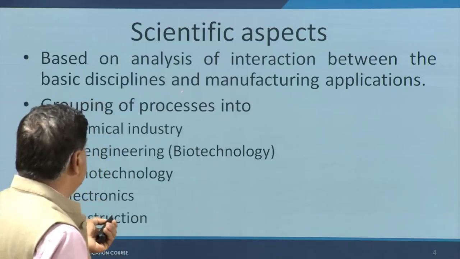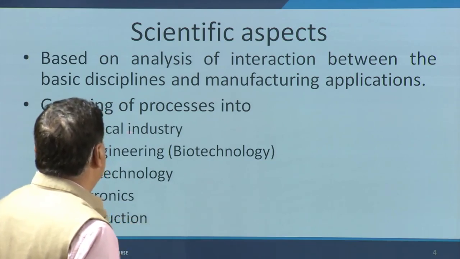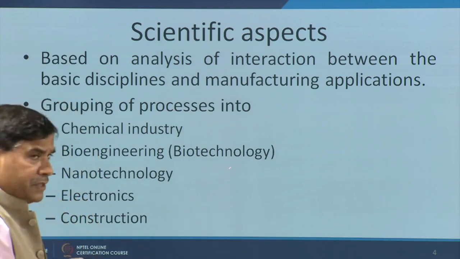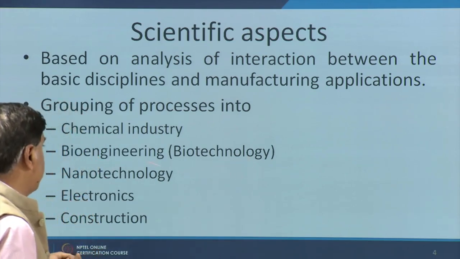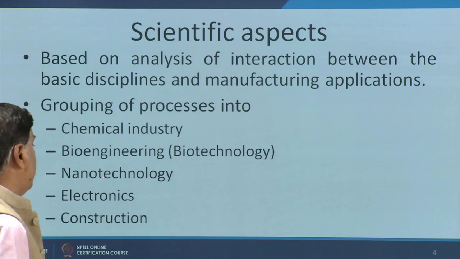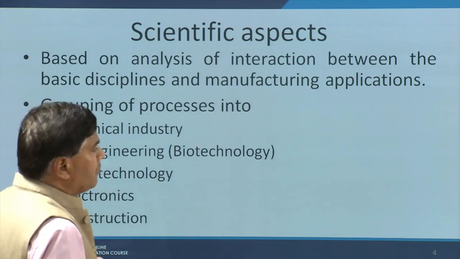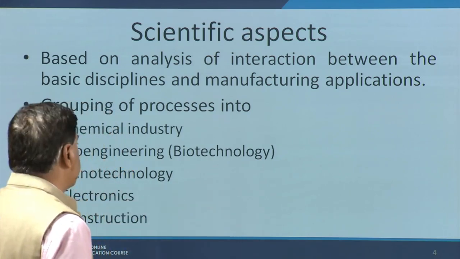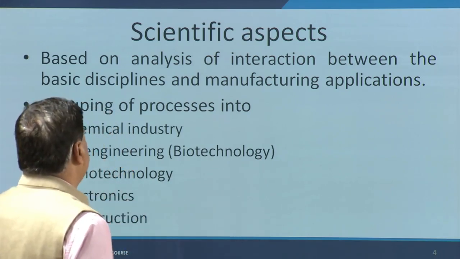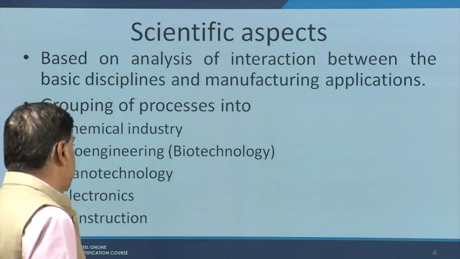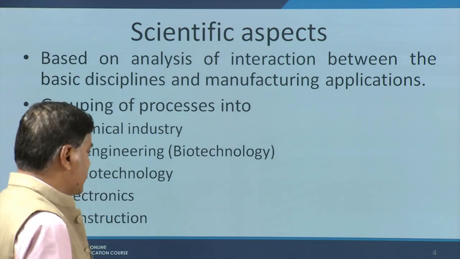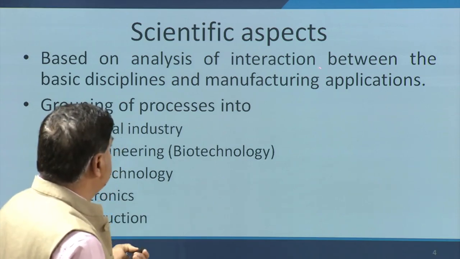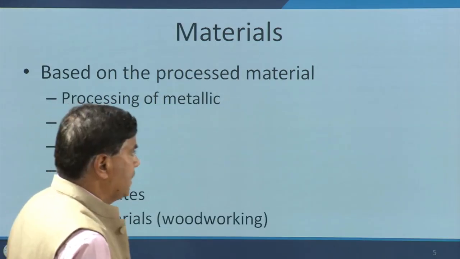So, basic discipline and the manufacturing here: if chemicals are involved, it is a chemical industry; if biotechnological aspects are involved, it is bioengineering; or if nanotechnology is used for those processes, using the nano features related with the production or manufacturing of the goods. Similarly for electronics and construction, as per the kind of basic discipline and the manufacturing process involved.